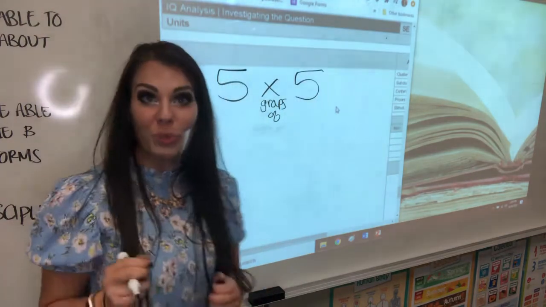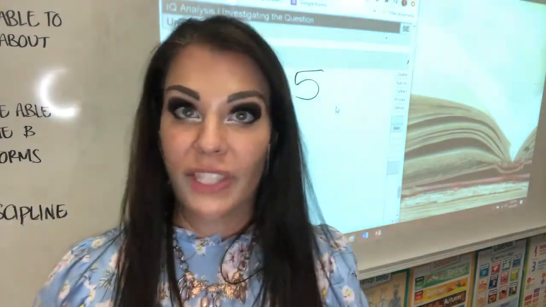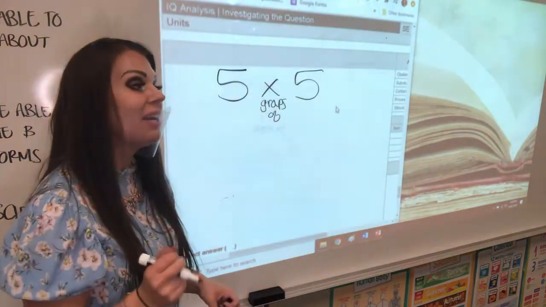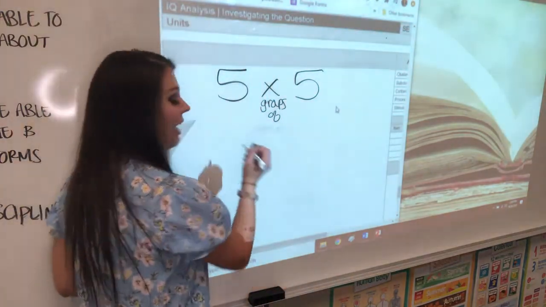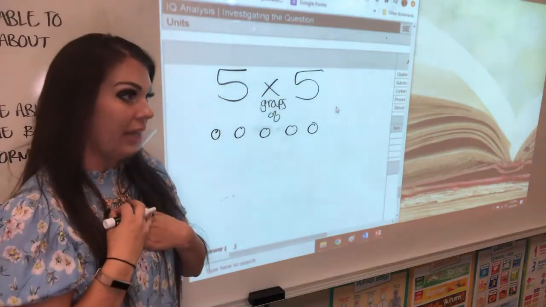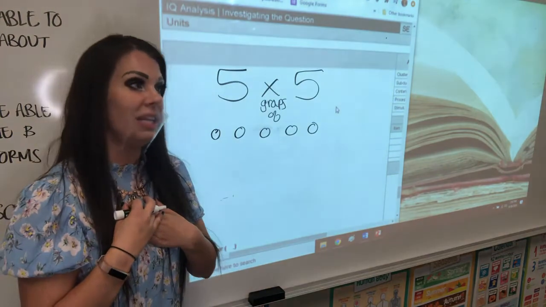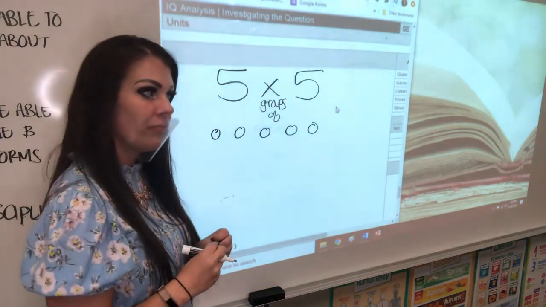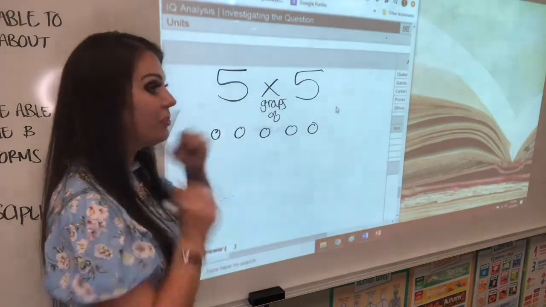5 groups of 5. So there's a lot of different ways that we can find this answer. One is repeated addition. So I need 5. So 1, 2, 3, 4, 5. I like to draw it out. That's just what I like to do. So I'm going to do 5 groups of 5.